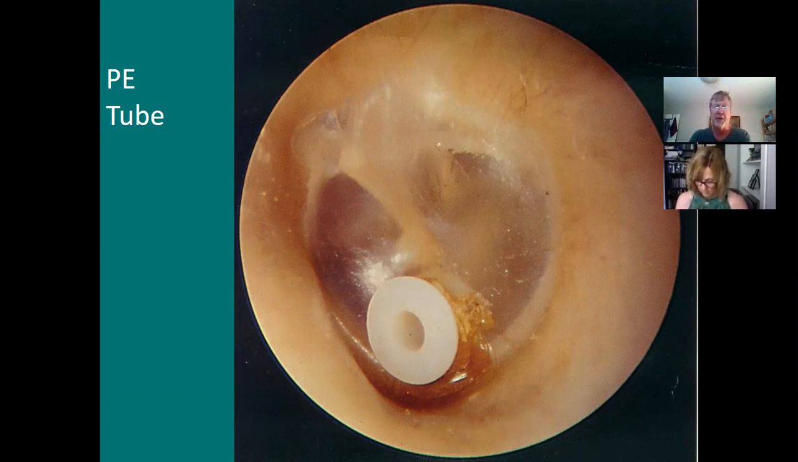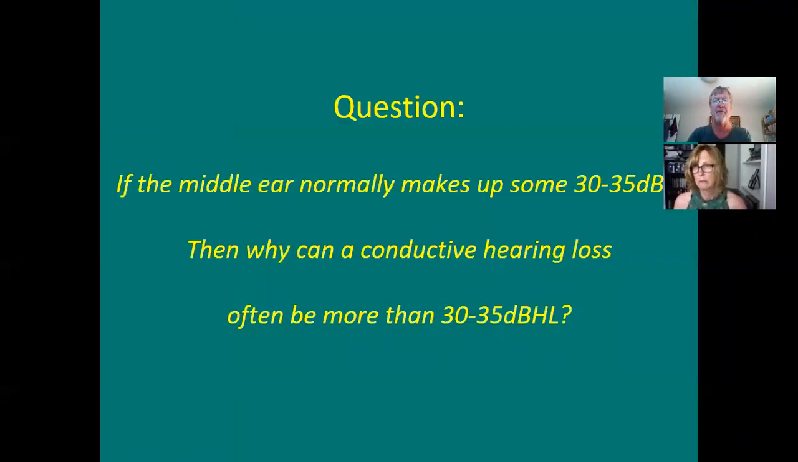Now, but also if the tube is plugged, you will get a tympanogram, but you stand in danger of pushing the tube, because of excess air pressure, right through the drum and into the person's middle ear space. Not a good idea. Now, here's a question. If the middle ear normally makes up 30 to 35 dB, as we studied earlier today, then why can a conductive hearing loss be more than this?